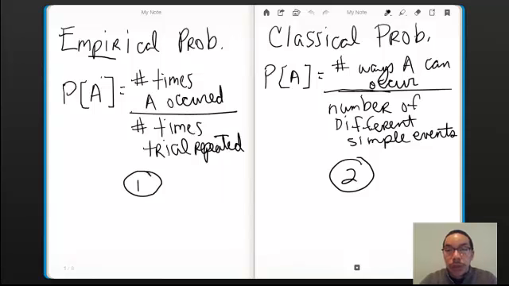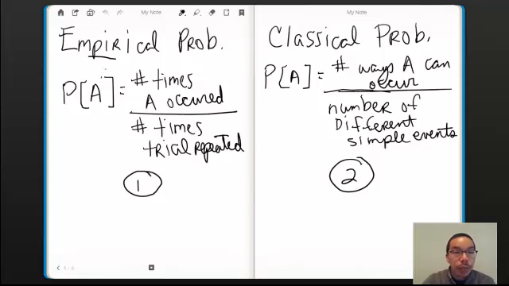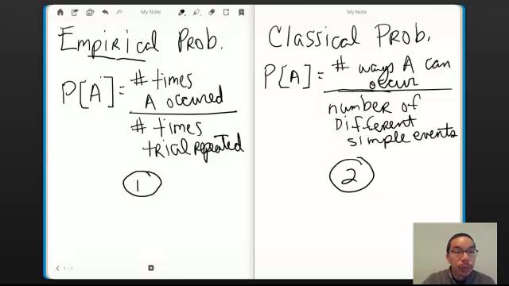Alright, so this mini lecture is covering simple probability, and we're going to talk about the first two types of probability. The first type is empirical probability. In empirical probability, the probability of event A occurring is equal to the number of times A has occurred divided by the number of times the trial is repeated.